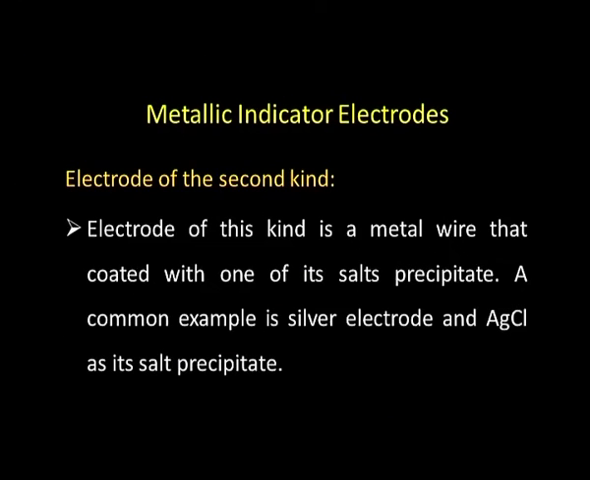The second kind of electrode is a metal wire that is coated with one of its salt precipitates. A common example is the silver electrode with silver chloride as its salt precipitate.